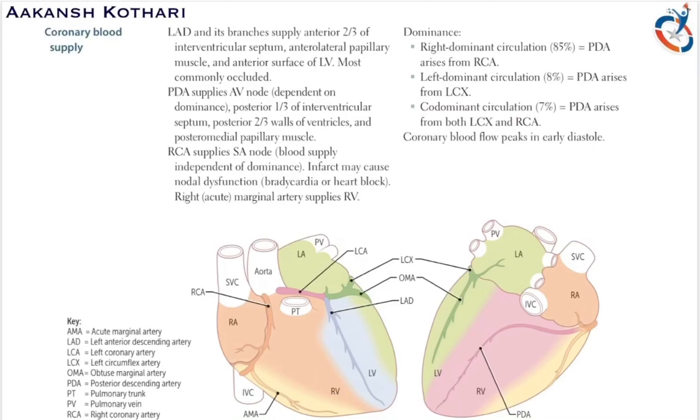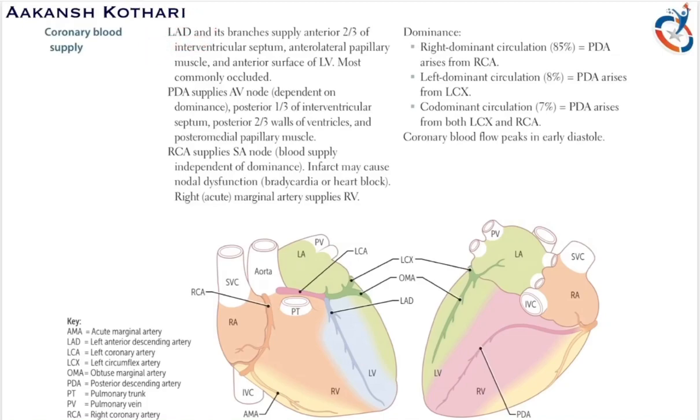Now, since the PDA, that is the posterior descending artery, is dependent on the dominance, hence the AV node, that is the atrioventricular node, which is supplied by the posterior descending artery, is also dependent on the dominance. Now let's talk about which regions of the heart the posterior descending artery supplies. The posterior descending artery supplies the posterior 1/3 of the interventricular septum and the posterior 2/3 walls of the ventricles. Is it clear? The anterior 2/3 is supplied by the left anterior descending artery.